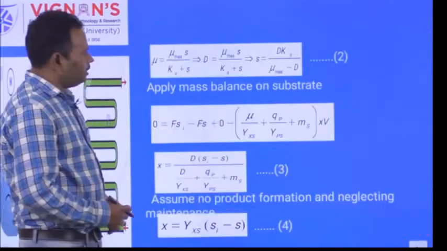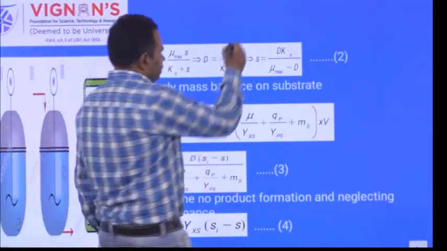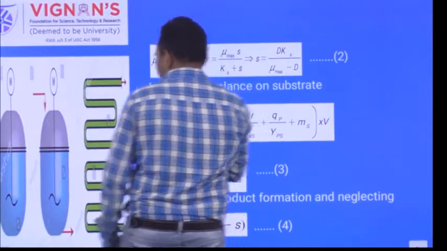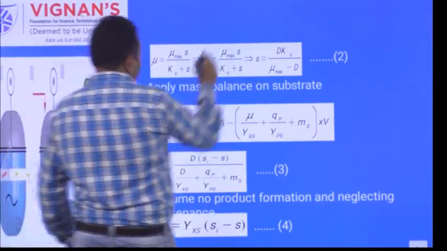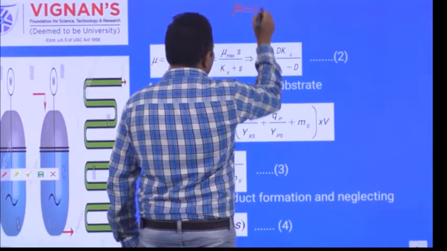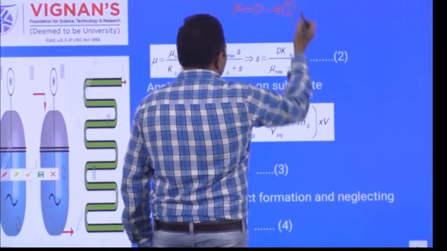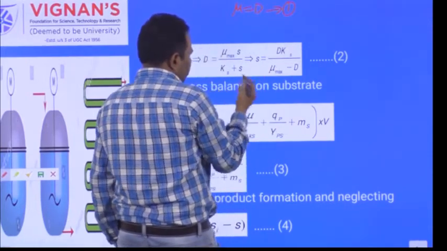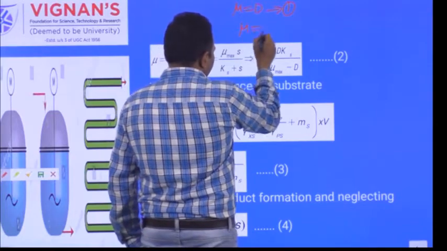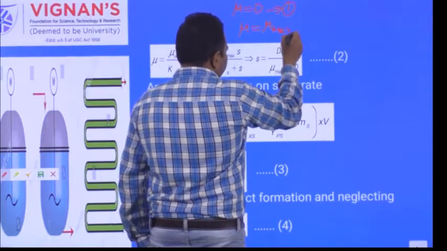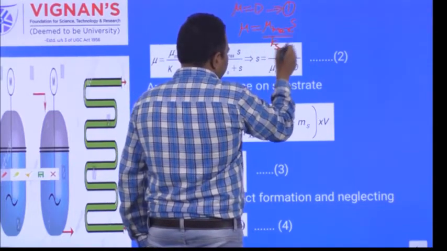Okay. Similarly, now combine this mu is equal to D, equation 1, with the Monod equation, similar to the earlier one. What is the Monod equation? Since the cell growth follows the Monod equation, mu is equal to mu max into S by Ks plus S.